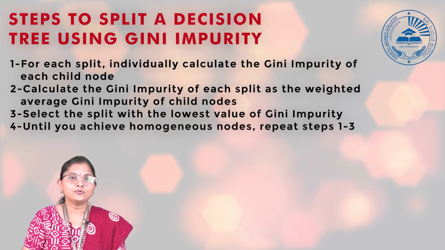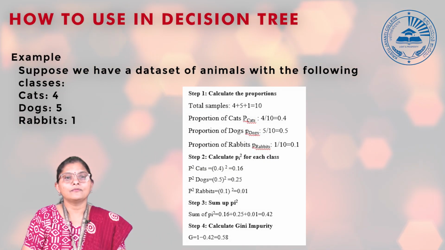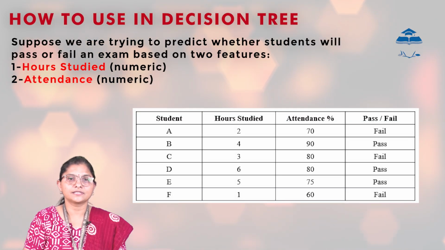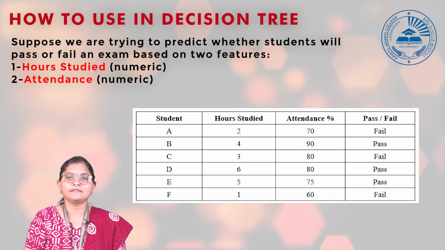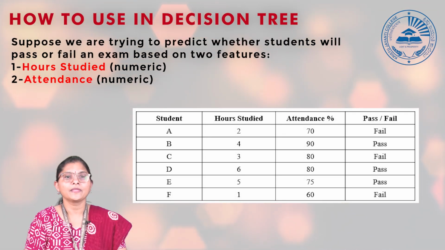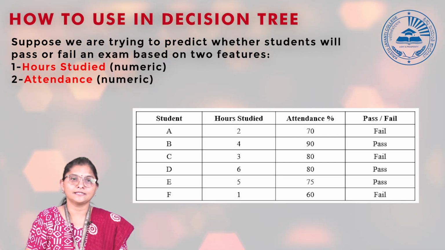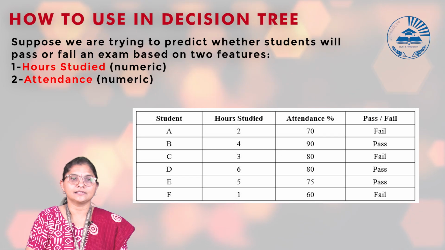Let us see how to use Gini impurity in a decision tree. Suppose we have a data set with two features, hours studied and attendance, and it is labeled as pass or fail. The target variable here is a categorical variable, and we are trying to predict whether the student will pass or fail in an exam based on these two features: hours studied and attendance.